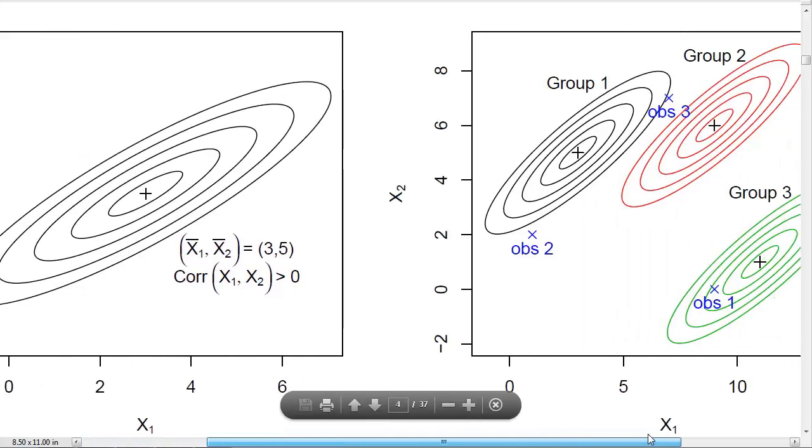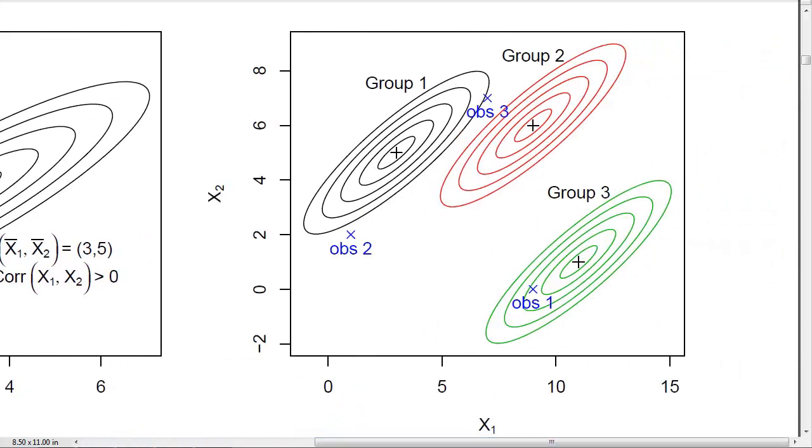So let's take a look at an example where we've got 3 groups. We have features x1 and x2 on the axes. Group 1 is black, group 2 is red, and group 3 is green. And we have 3 observations. Here's observation 1, right in the thick of group 3, so that's very obvious. It's closer to the center of group 3 than it is to the centers of group 2 or group 1.